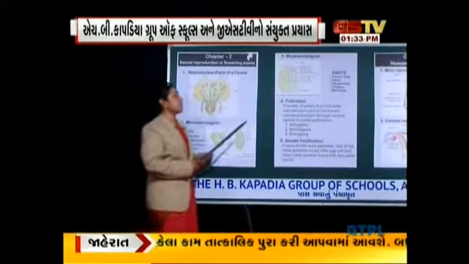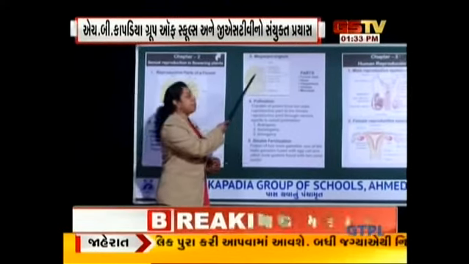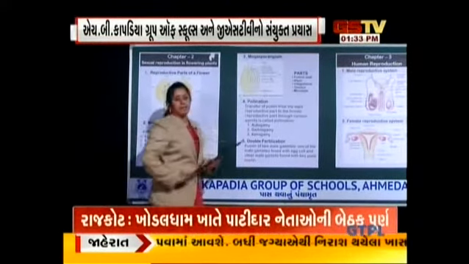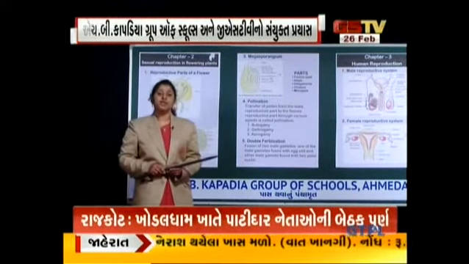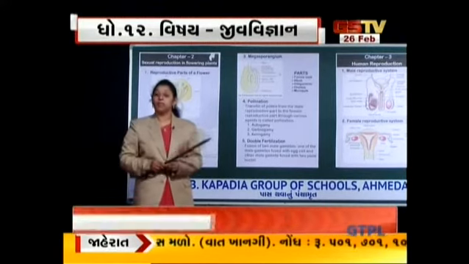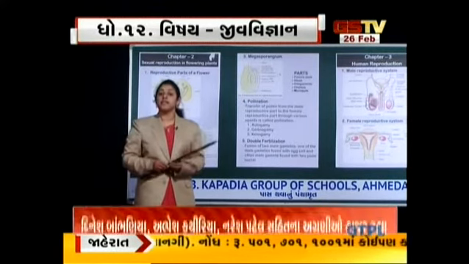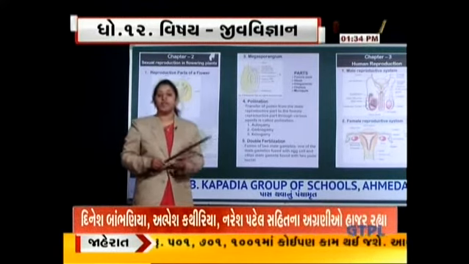Now we are going to the third important topic of this chapter, that is megasporangium. Megasporangium is otherwise called ovule. So this is a female reproductive part because it is bearing the egg cell that is responsible for fertilization.